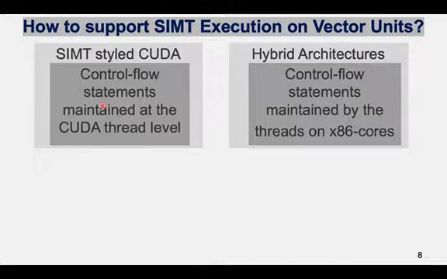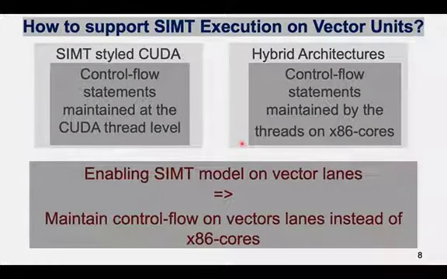For a SIMT model such as CUDA, control flow statements are executed by each CUDA thread, and the control flow is maintained at the CUDA thread level. On hybrid architectures, the control flow is maintained by the threads running on the x86 cores. Thus, supporting the SIMT model on vector units requires handling the case when different VPU lanes follow different execution flows. To support this functionality, we associate a mask variable to each block scope and issue all the vector instructions in the block scope using that mask.